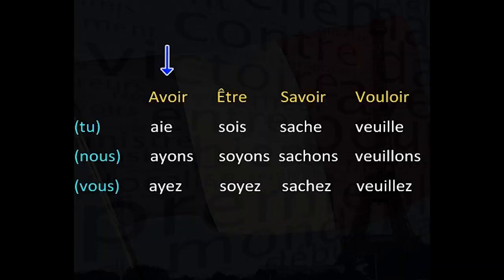And finally, let us look at the verbs that have an irregular form. Luckily for us, there are only a few such verbs. Avoir: aie, ayons, ayez. Être: sois, soyons, soyez. Savoir: sache, sachons, sachez. And vouloir: veuille, veuillons, veuillez.